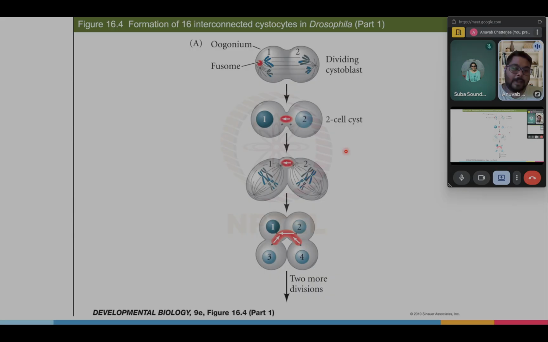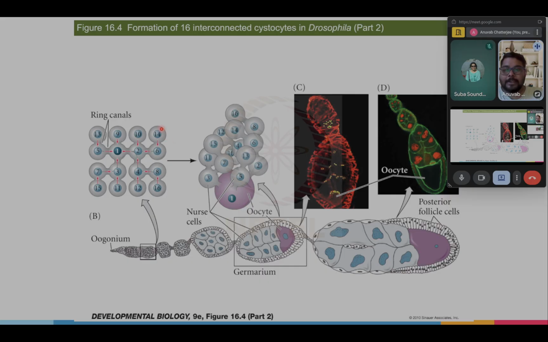The cells continue to divide and they maintain this incomplete cytokinesis, so that more and more cells, when they come off, maintain a connection to the original two cells. So 1 now divided into 1 and 3, and 3 is connected to 1, and 2 divided into 2 and 4, and both of them are connected, but 3 and 4 are not connected because they were never in contact. This is the cell that budded out and formed another cell. So 1 is connected to 3 and 2, and 2 is connected to 1 and 4. This continues till you have 16 cells which are all connected by these ring canals.